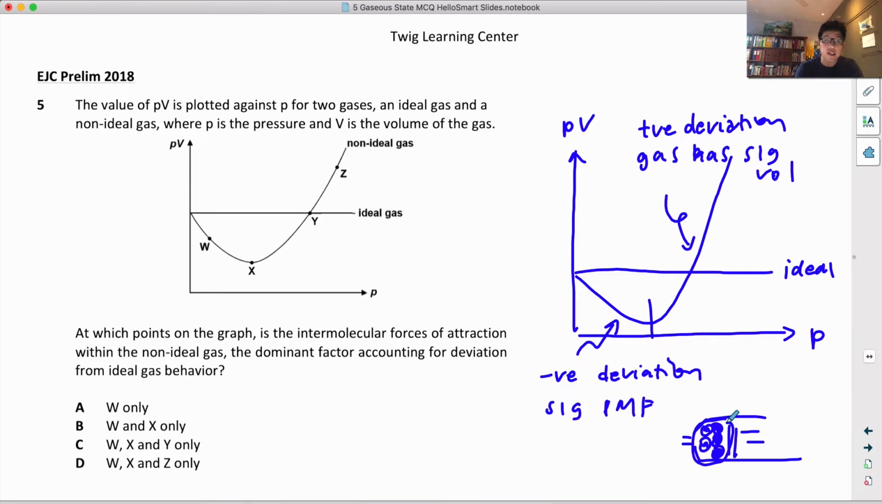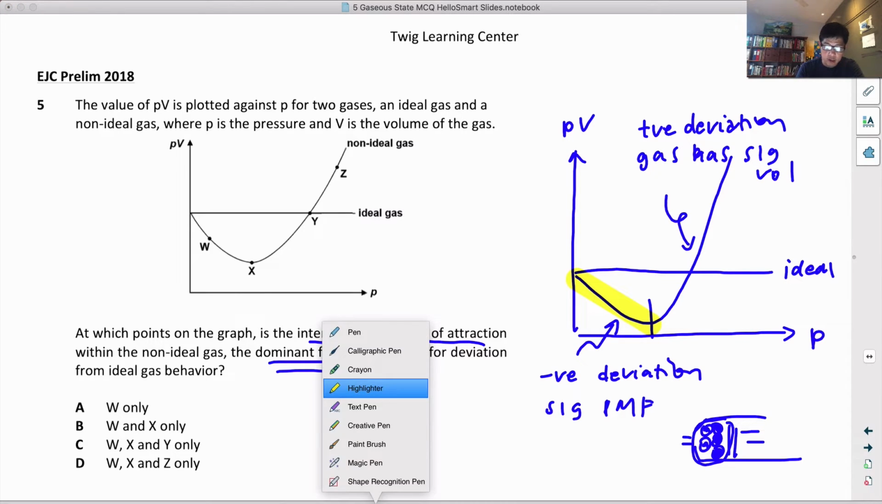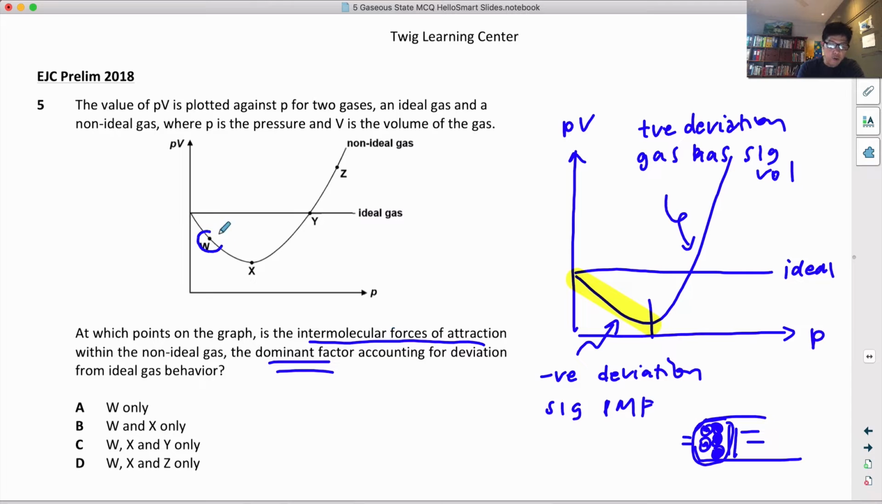This question is asking at which point of the graph the intermolecular force of attraction is the dominant factor. The intermolecular force of attraction is the dominant factor where you have the negative deviation. So the answer must be W and X. So the answer is going to be B.